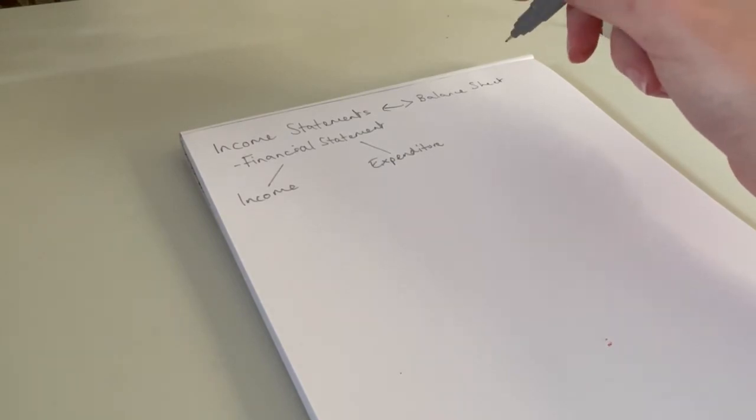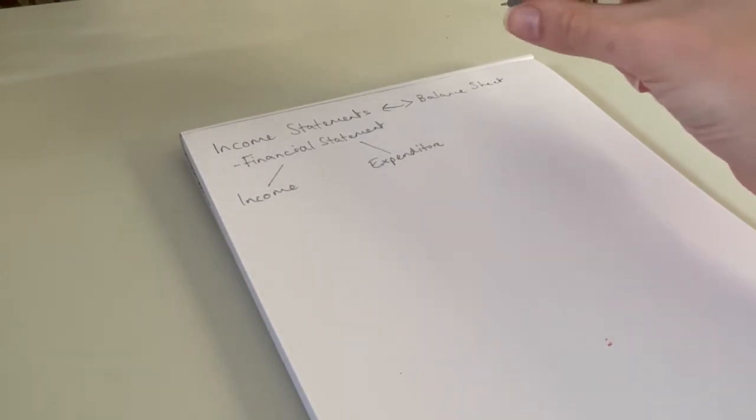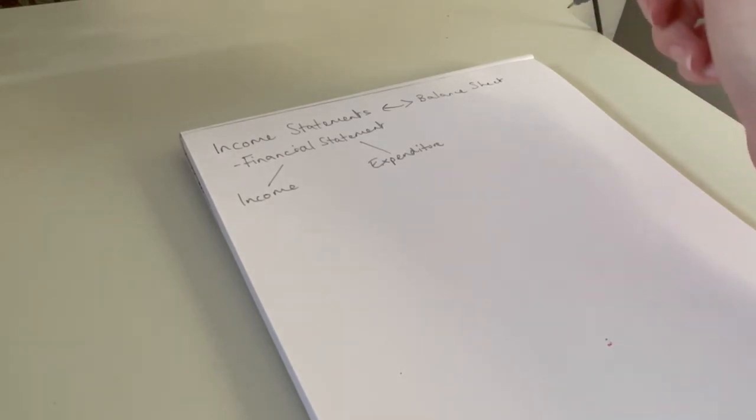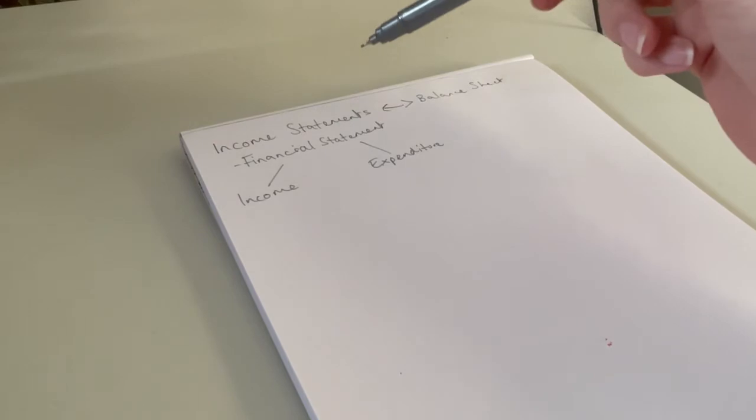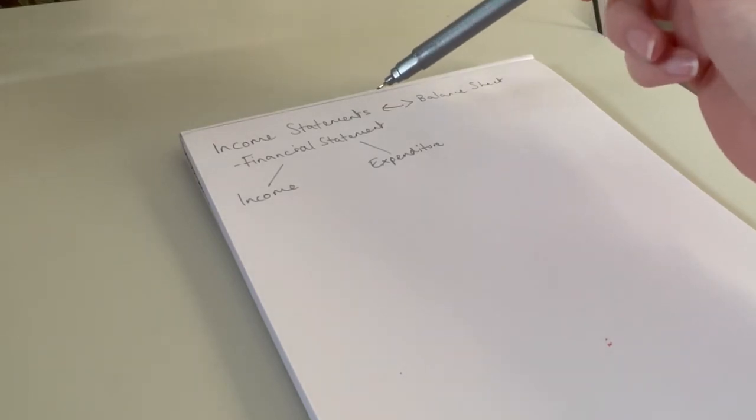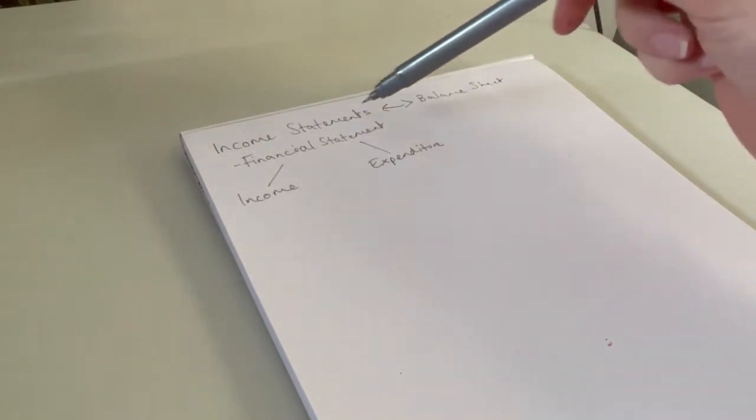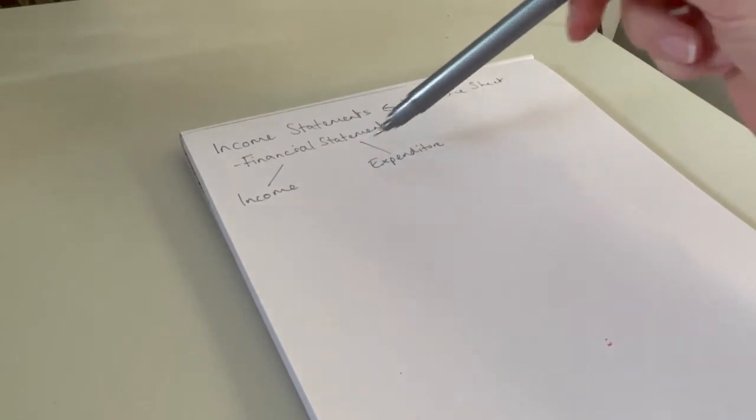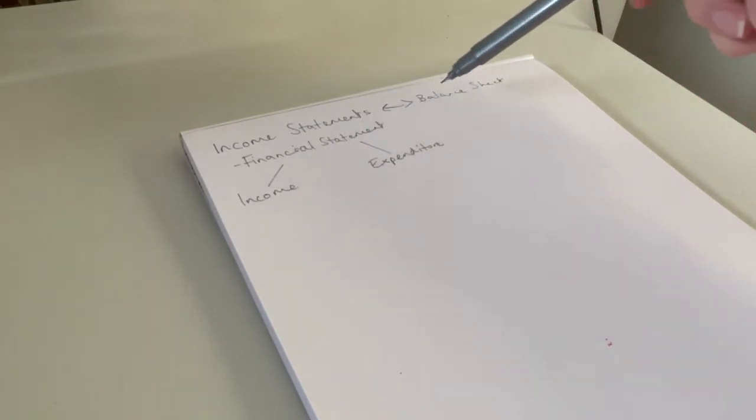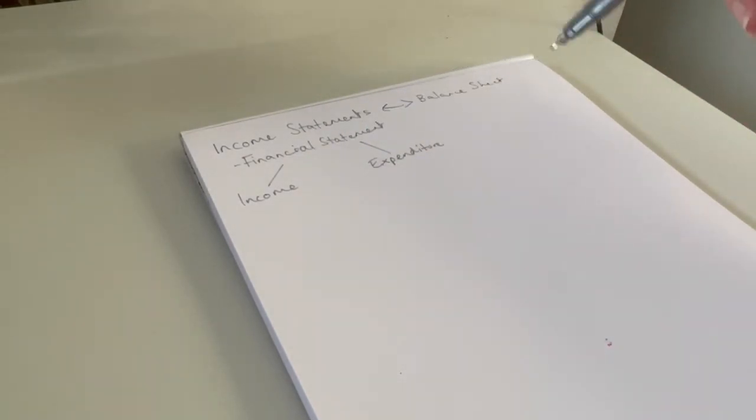Now, obviously, there have been many scandals over the years, and it's not uncommon for businesses to, I guess, inflate their own numbers to appear as though they're doing better than they are. But all you need to know, really, for the sake of today's video, is that an income statement is a financial statement that looks at income and expenditure. This balance sheet we aren't going to talk about today. We could in a future video.